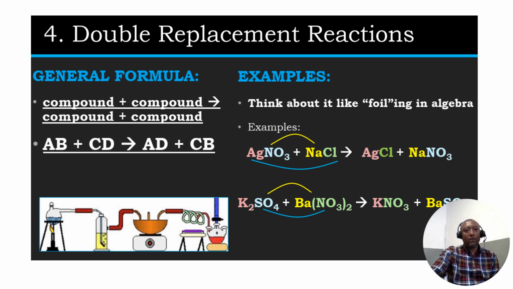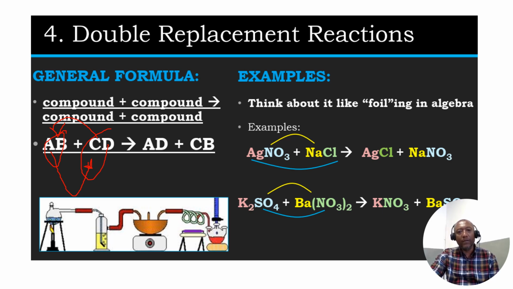The general formula: compound plus compound gives compound plus compound. What does it mean mathematically? AB treated with CD, and here A displaces the position of C, and C displaces the position of A. That's why AD plus CB is formed.